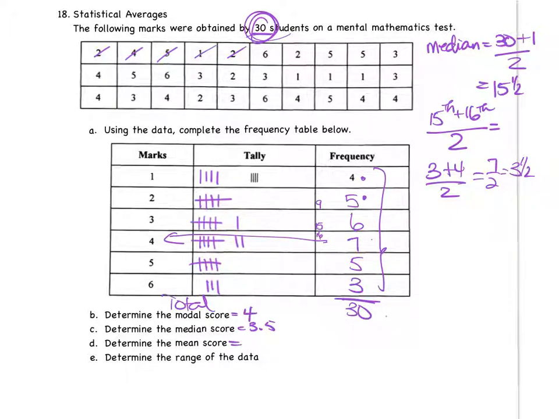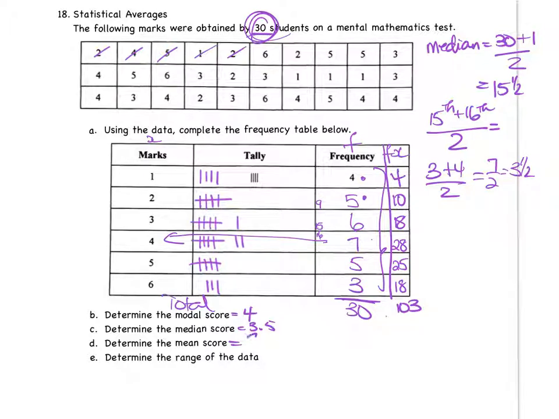The mean score. To be able to get the mean score, we're going to have to multiply the frequency by the mark. So we could add in another column here, and where we multiply the frequency, let's call this F, let's call this X, and we'll call this F by X. So frequency by the mark, so we'll get 1 by 4 is 4, 2 by 5 is 10, 3 by 6 is 18, 4 by 7 is 28, 5 by 5 is 25, and 6 by 3 is 18. And when we add all of that up, we'll get 103.